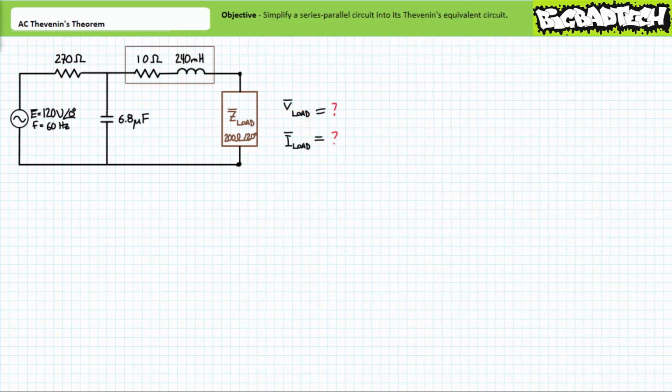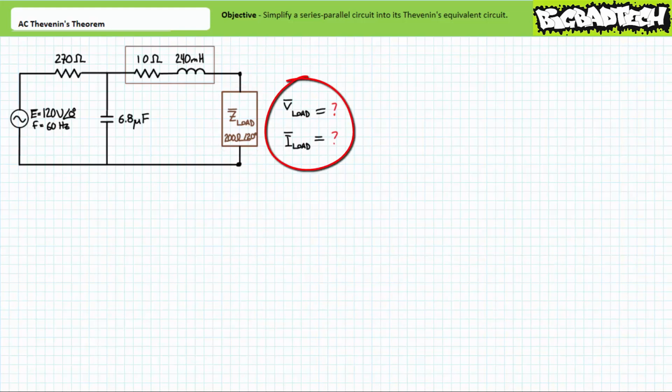As a demonstration of the utility of Thevenin's theorem, consider the following series parallel circuit consisting of a 120 volt 60 Hz AC voltage source and four elements: a 270 ohm resistor, a non-ideal 240 mH inductor that happens to have 10 ohms of internal resistance, a 6.8 microfarad capacitor, and a variable load impedance, Z load, currently set to 200 ohms at an angle of 20 degrees hooked in the following fashion.